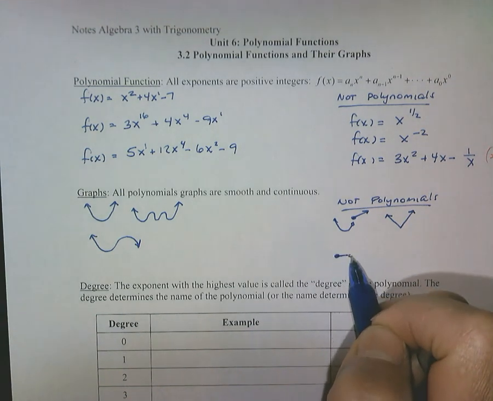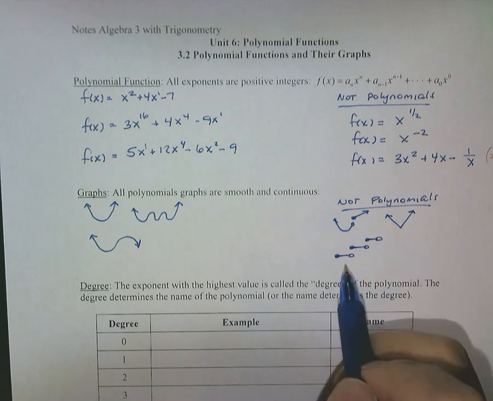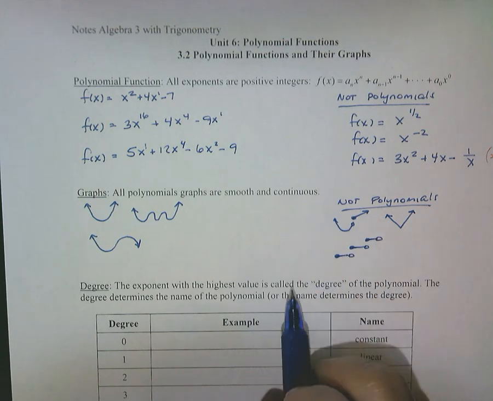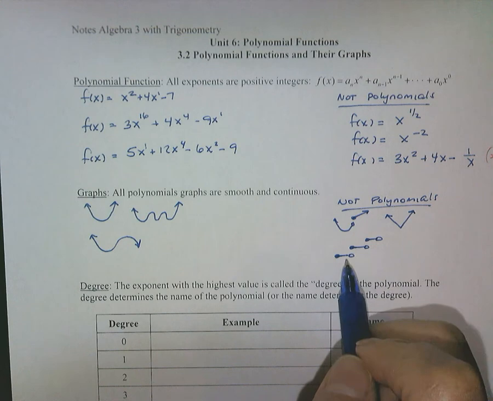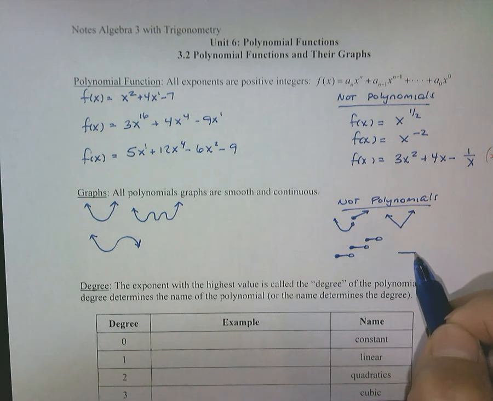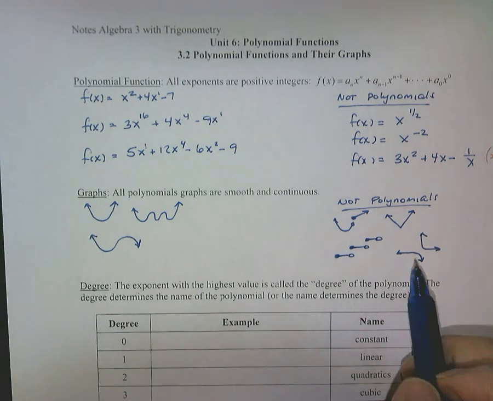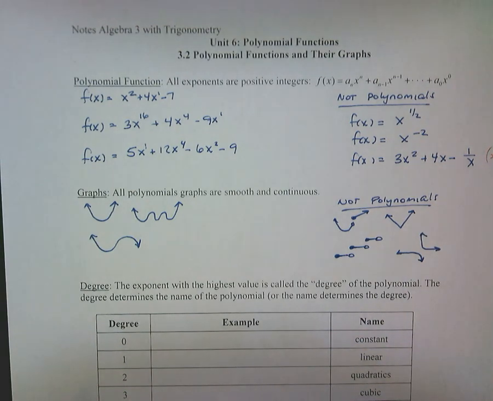We did greatest integer functions. Greatest integer functions look like this. This is not a polynomial because it's not continuous. If there's a break at all, if I have to pick up my pencil at all while I'm drawing these, it is not a polynomial. Rational functions. Like this would be a rational function. That's not a polynomial because it's not continuous.